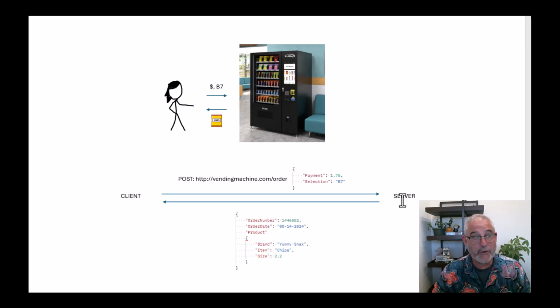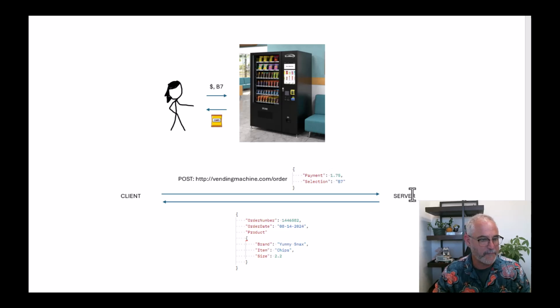So let's say it's a REST server that has a REST API, http://vendingmachine.com, and maybe an endpoint called order where you can place your orders. So the client, my friend, would post a message here, and maybe the JSON body would be, I'm paying $1.75 and my selection is B7. So there's your input to the system.